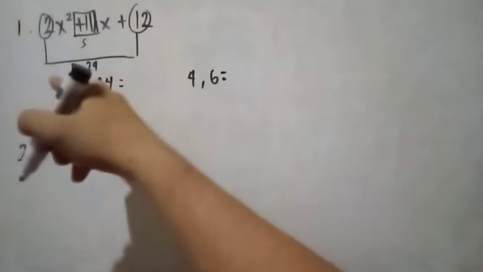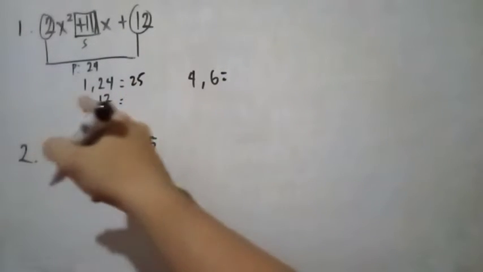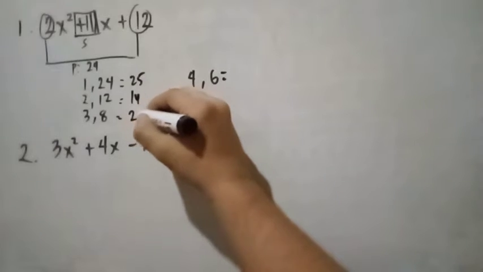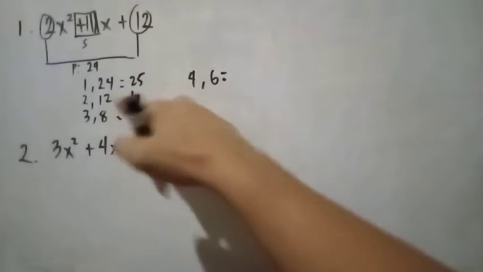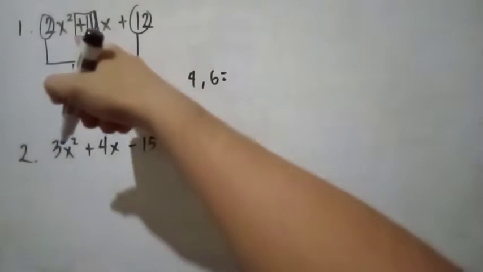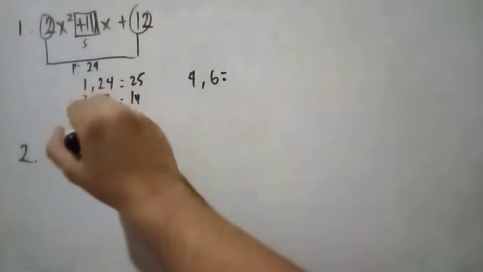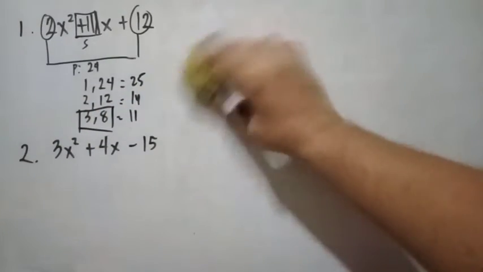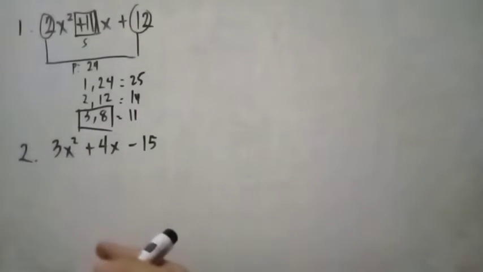Ayan. Kunin na natin yung sum. So, 1 plus 24 is 25. 2 plus 12 is 14. 3 plus 8 is 11. Ayan. And, meron tayong nakita, no? Yung 11 nag-equal siya dito sa sum. So, yung dalawang numbers na kailangan natin ay 3 and 8. So, yung 4 and 6, di na kailangan to. Okay. Ayan. So, 3 and 8 ang kailangan nating numbers.